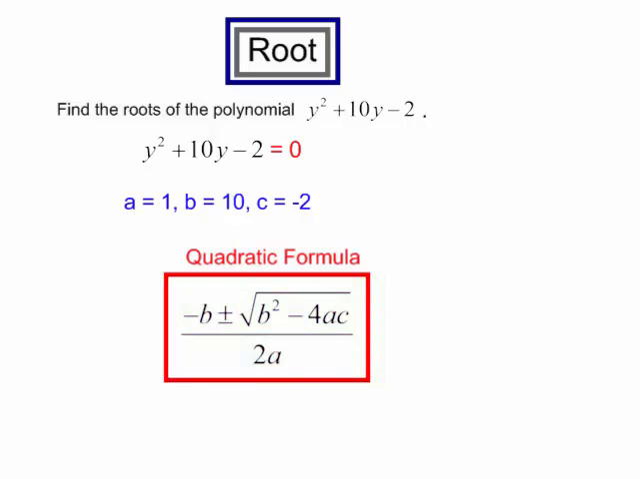Negative b plus or minus the square root of b squared minus 4ac, all over 2a. Sing it with me now. Negative b plus or minus the square root of b squared minus 4ac, all over 2a.